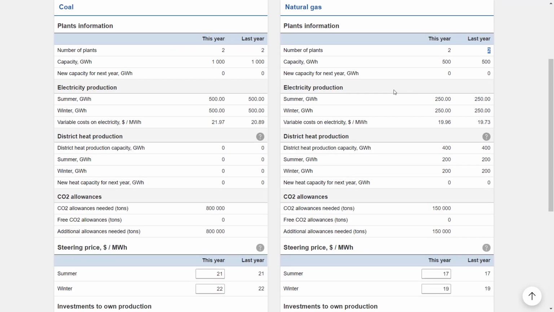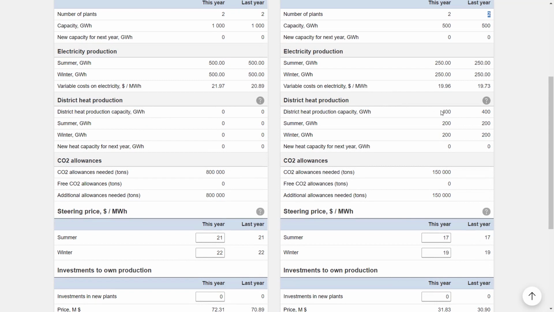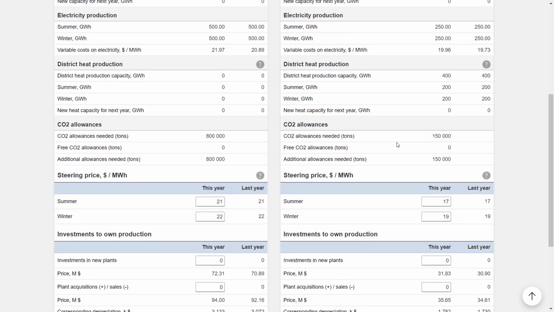Then we scroll down further, and we can see that our gas-fired plants are combined heat and power, because they also have heat as an output, and coal plants do not have any district heat production. CO2 allowance needs are also given here separately for coal and for gas, and then we need to buy those allowances according to the amounts that we need.